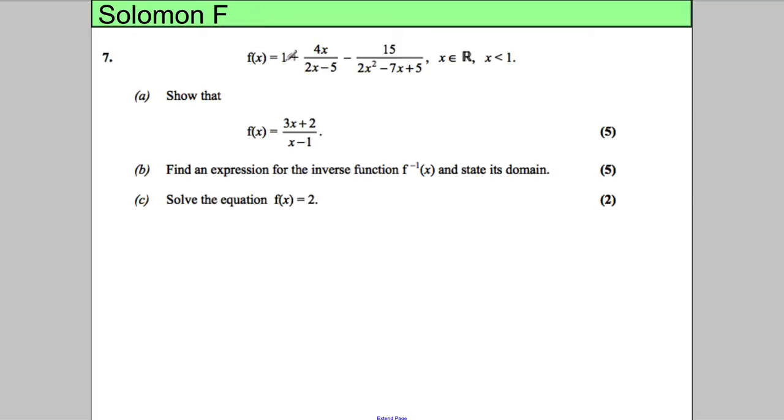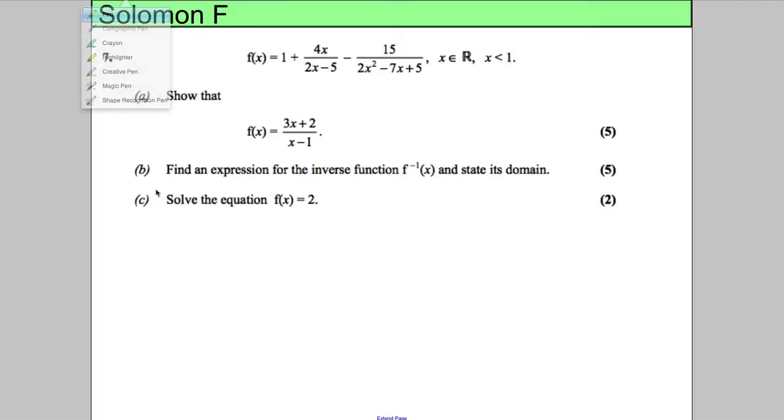Okay, this question here, we're given a function and we're asked to show that the function simplifies as follows. Now we've seen ones like this before. All we're really supposed to do is combine these terms. We're supposed to factorize first, and then make sure the denominators have the same factors in them. So let's go ahead and do that.